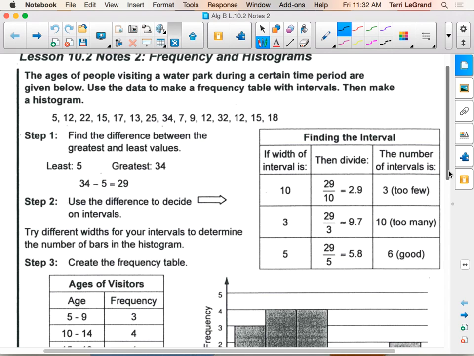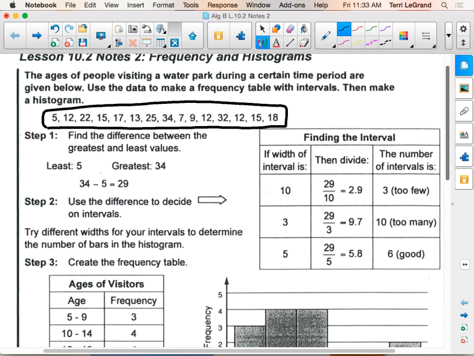The ages of people visiting a water park during a certain time period are given below. Use the data to make a frequency table with intervals, then make a histogram. So here's our data set right here. And we need to, first of all, decide what size interval we should have. So step one, find the difference between the greatest and the least values.